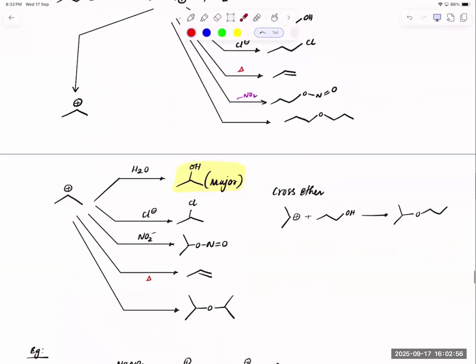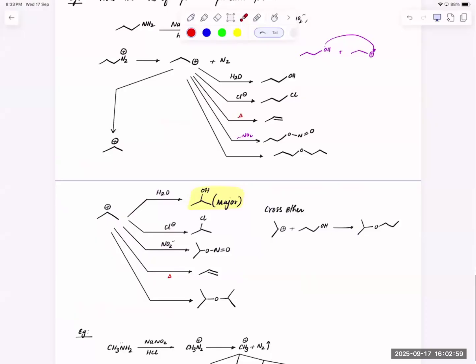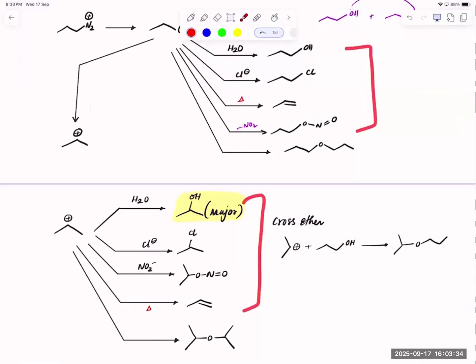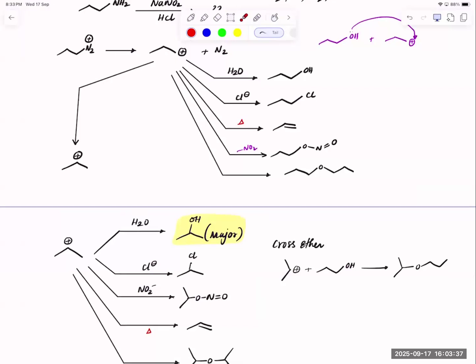Just like how it happened with the carbocation here, this carbocation can be further rearranged also. That means this positive charge can shift towards the other positive charge and thus get rearranged as well. And since it can be rearranged, this carbocation can also show all these reactions. So it can give alcohols, chloroalkane, nitroalkane, alkene on heating, and these ethers as well. So notice there are so many different products you can get from before and after rearrangement cases. Clear?